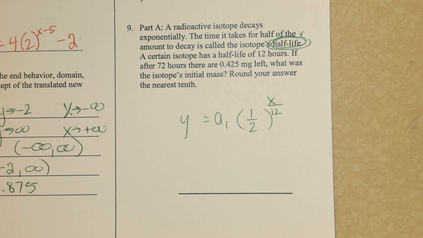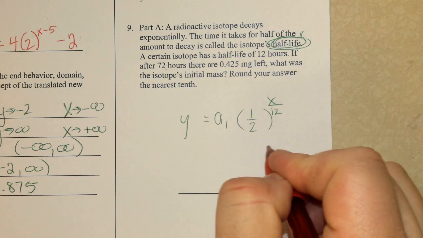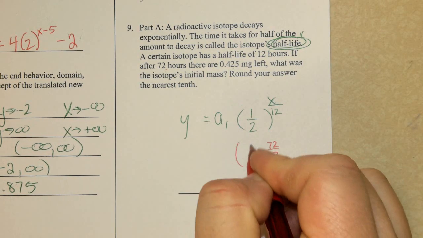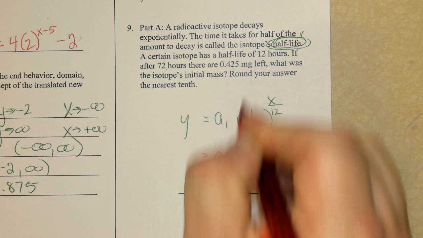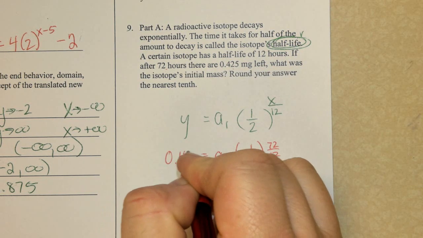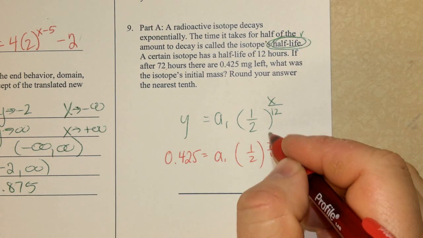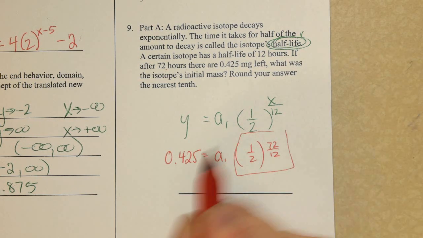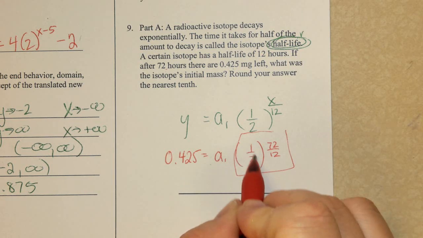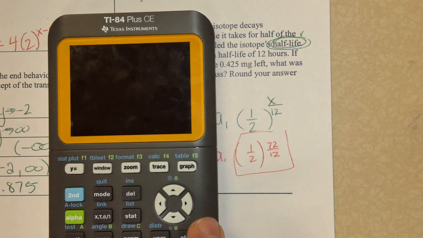Now they say for this particular problem, after 72 hours, we know that 0.425 milligrams remain, and we want to solve. So I can first figure out this part. Notice they're being multiplied, and then divide that quantity to the other side.